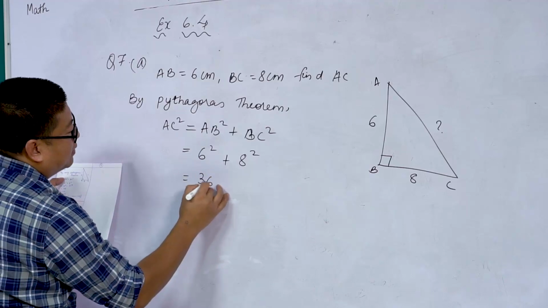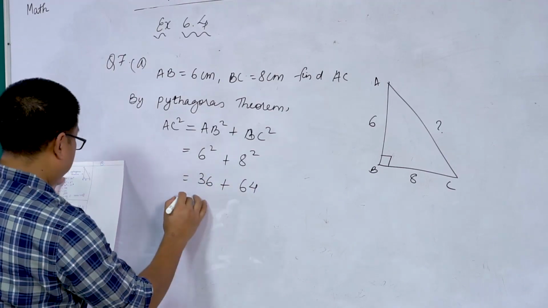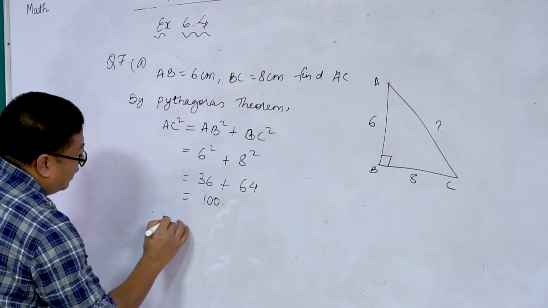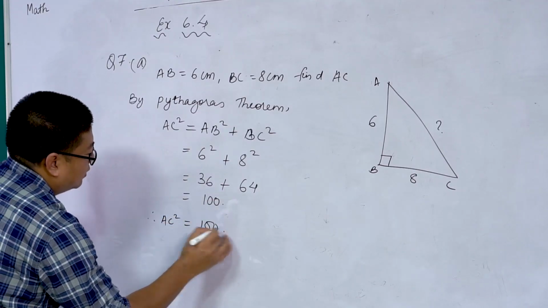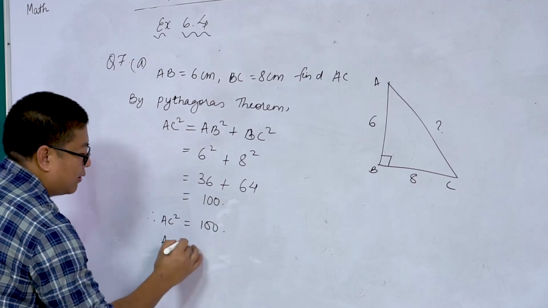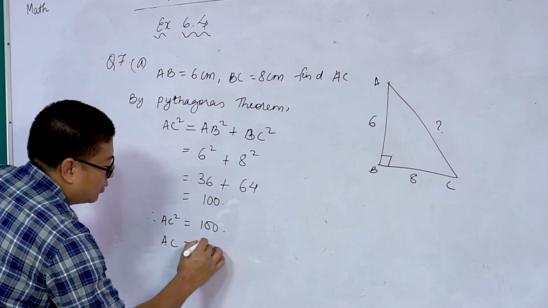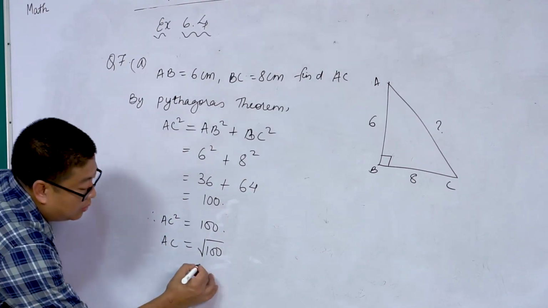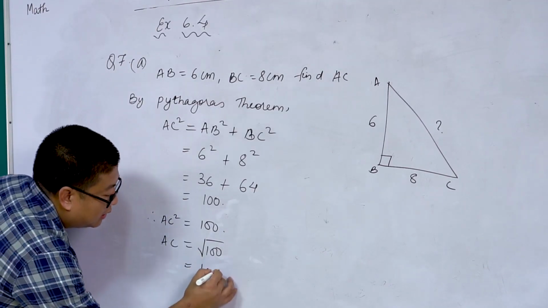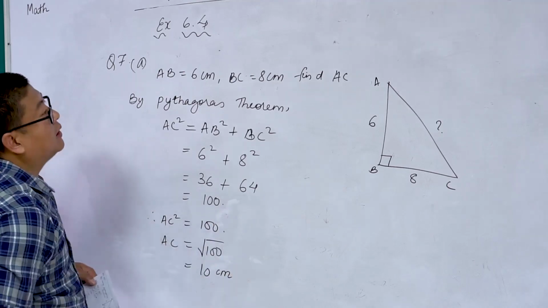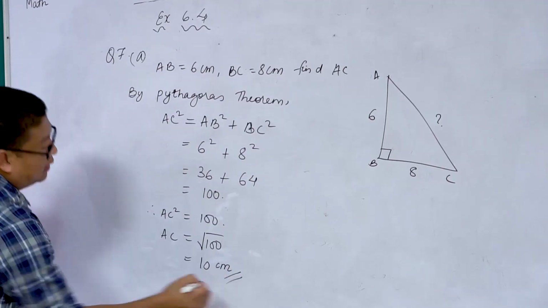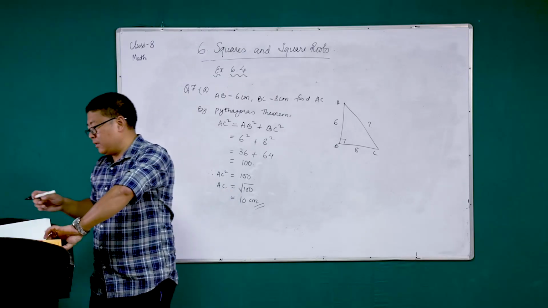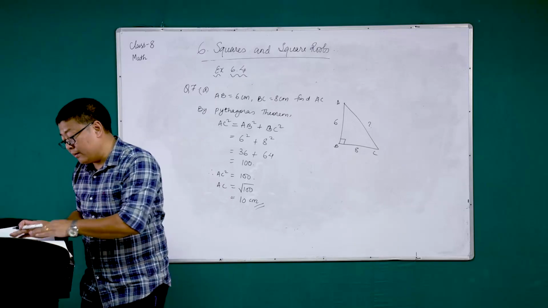When you take the square, it becomes 36, and this becomes 64. And when you add it, you get 100. Therefore, AC square is equal to 100. Now, when you take the square on the other side, it becomes square root. We know that 10 into 10 is 100, so the square root of 100 is nothing but 10 centimeter, since this is in centimeter. So similarly, the other questions will be solved in this manner for 7b.